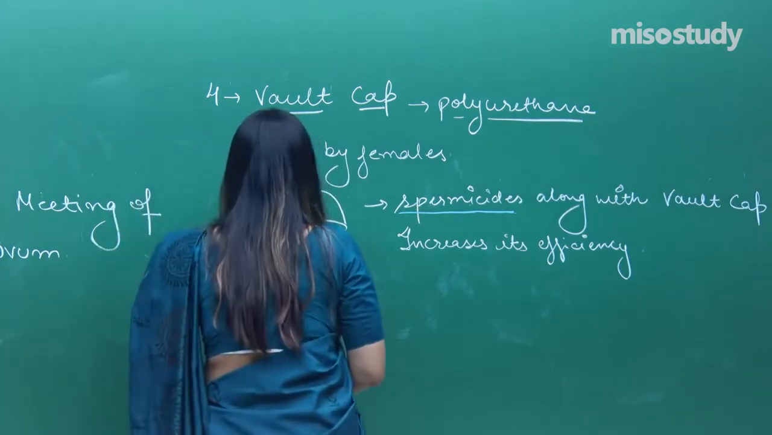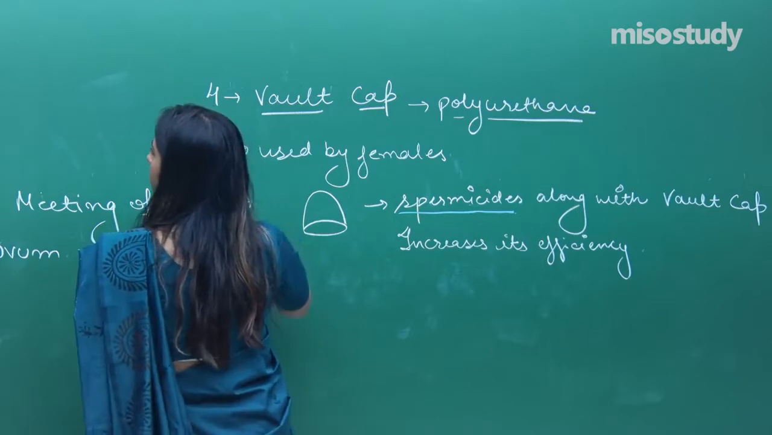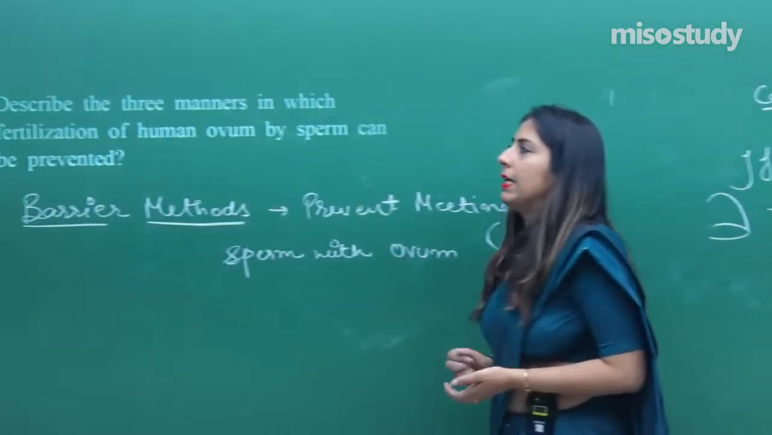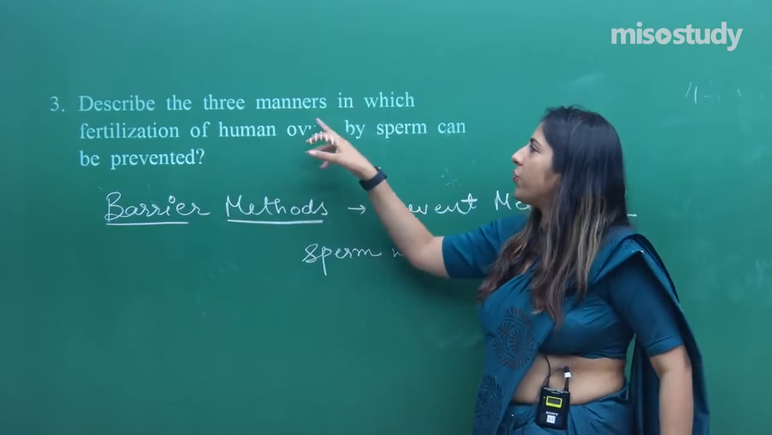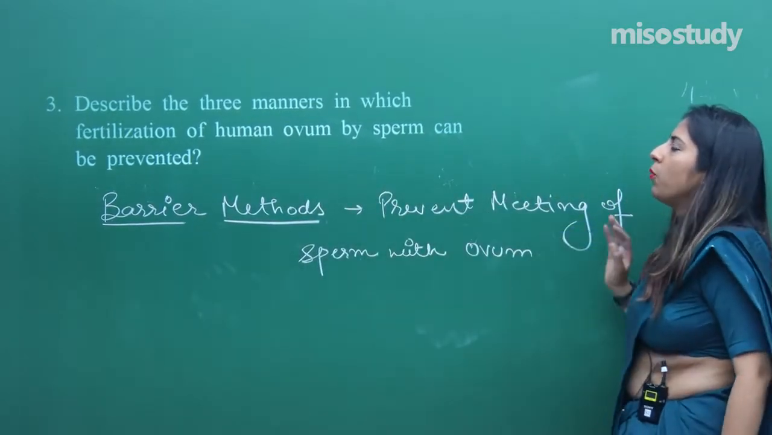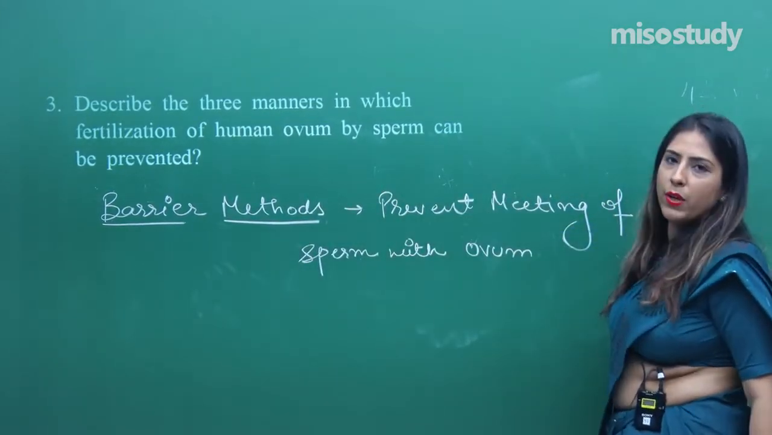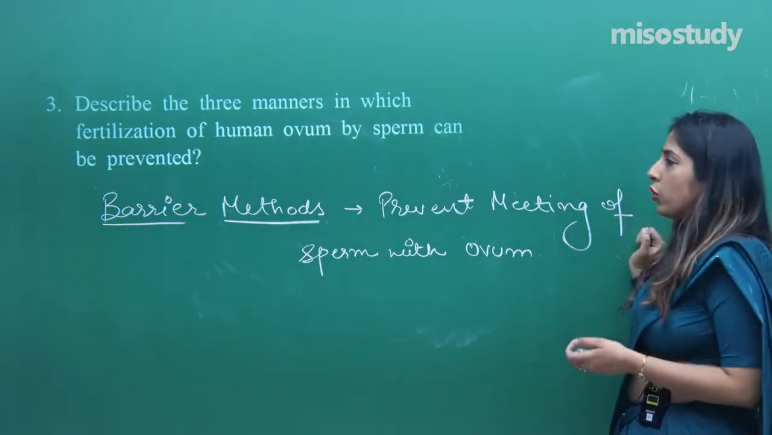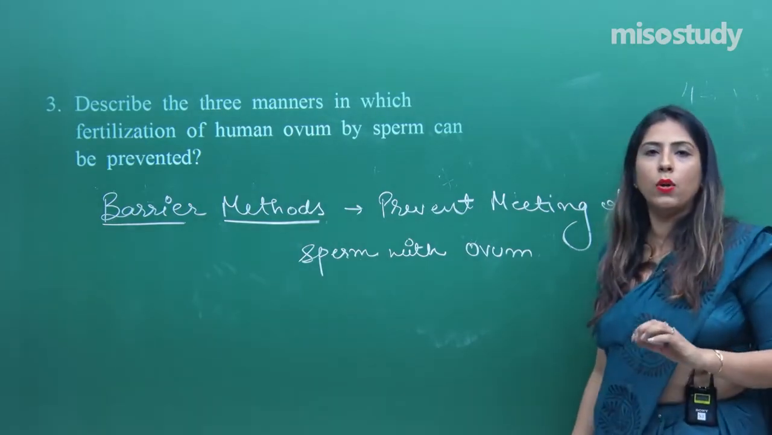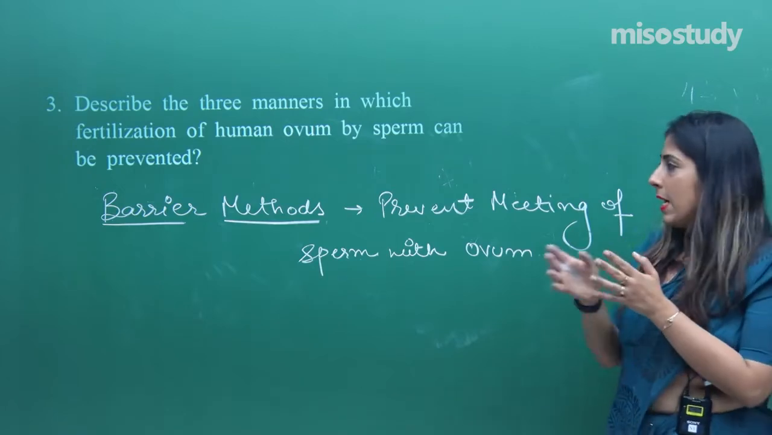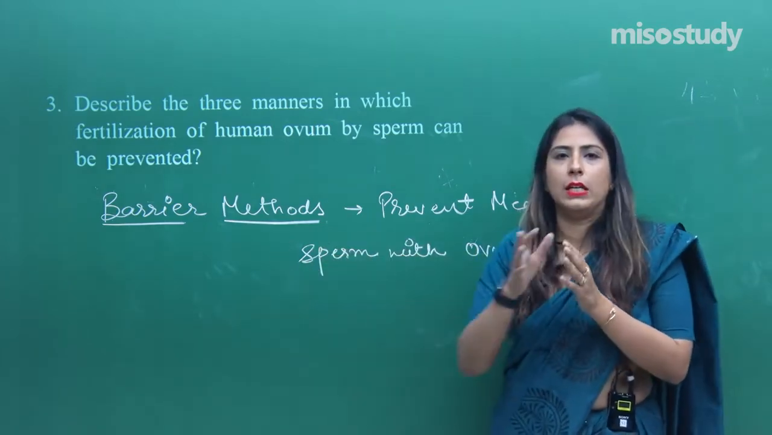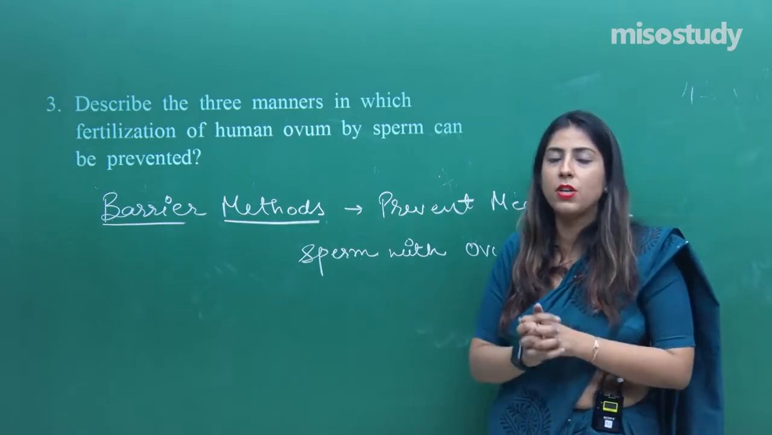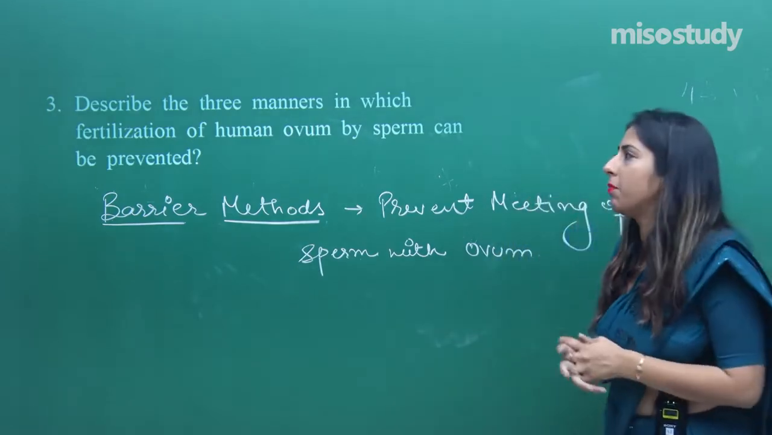Right, students? So with this, we have discussed the three manners by which the fertilization can be prevented. So the question was, describe the three manners in which the fertilization of human ovum by the sperm can be prevented, right? So in this we have discussed certain barrier methods. In this question you have to give examples of everything. You start with the barrier methods, what are barrier methods, how they are used and what is the function of barrier methods. You will give some examples of barrier methods.